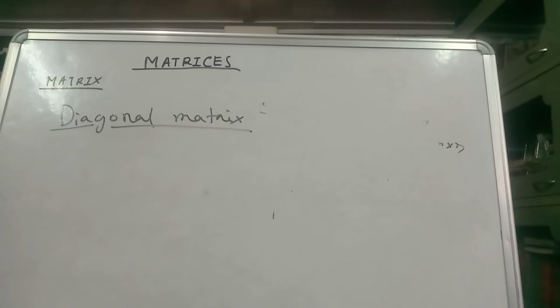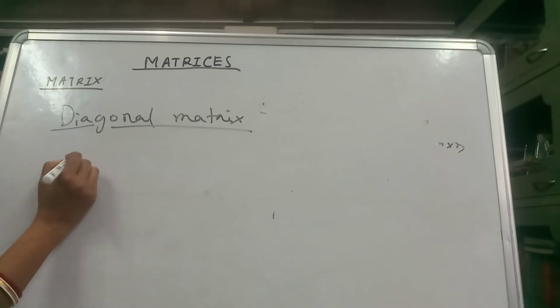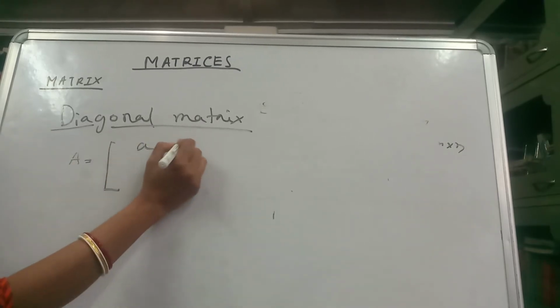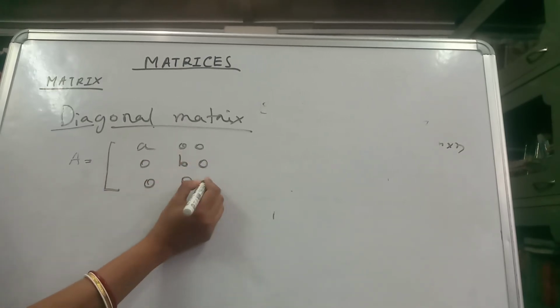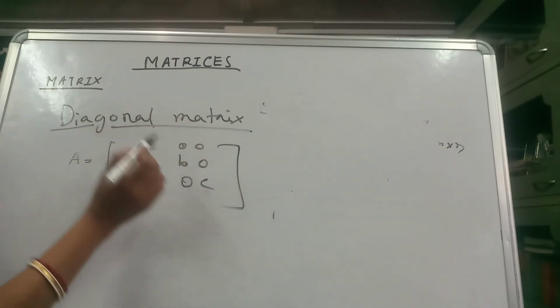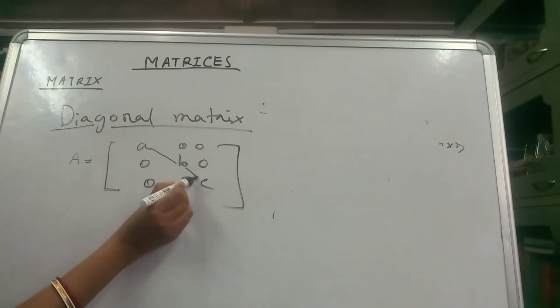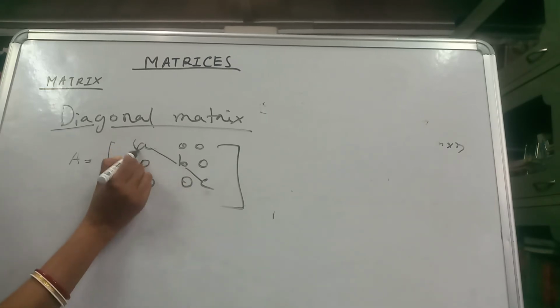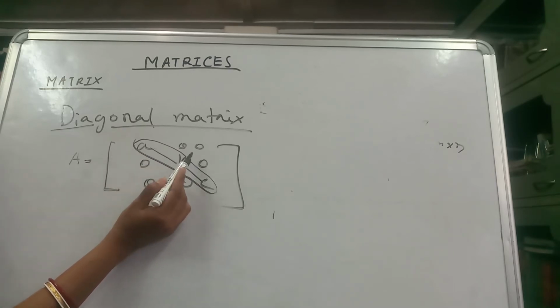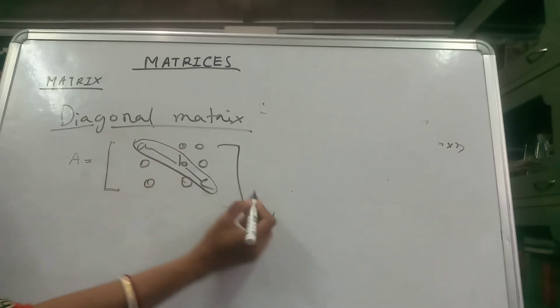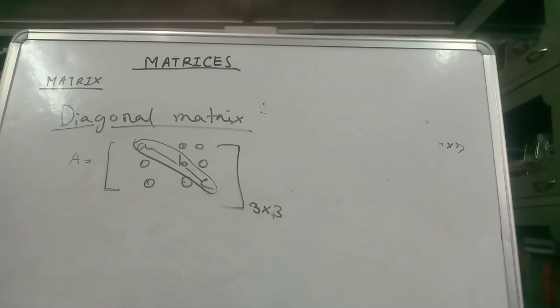A square matrix A equal to [aij] m by m is said to be a diagonal matrix if all the elements lying outside the diagonal elements are 0. If we have a matrix like that, A equal to a 0 0, 0 b 0, 0 0 c, here you see this is the diagonal and all the elements outside the diagonal are 0. This type of matrix is called a diagonal matrix.